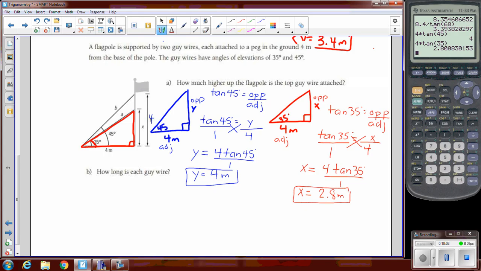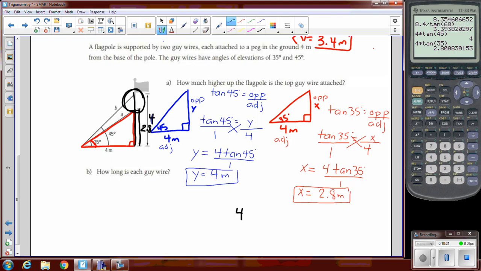So what I do know is that this y was 4 meters. This x is 2.8 meters. And the question's saying, okay, so what's this chunk here? All we need to do is subtract these two values.